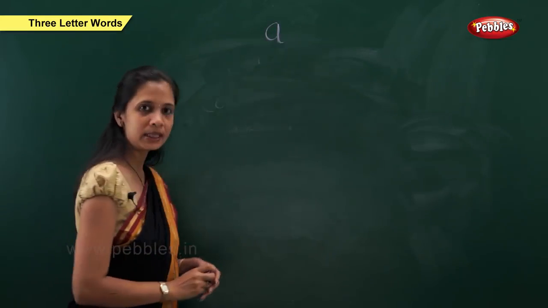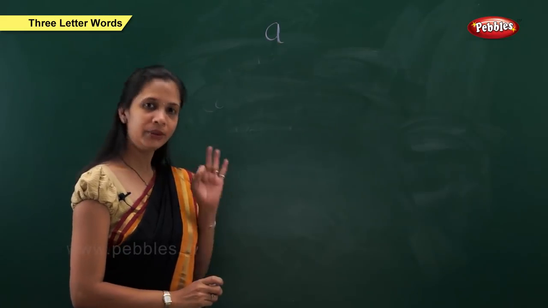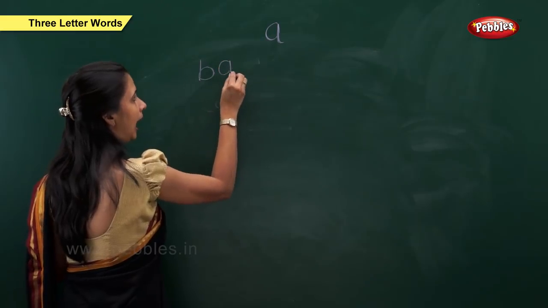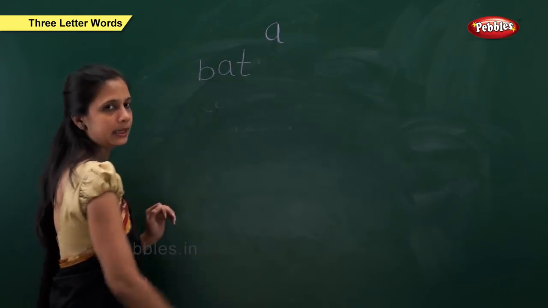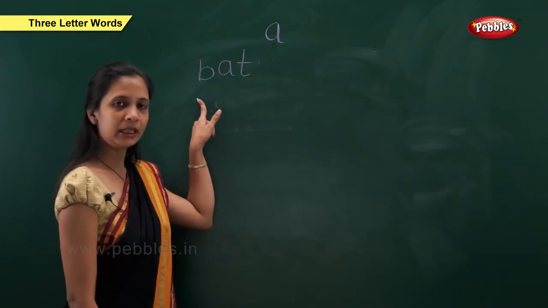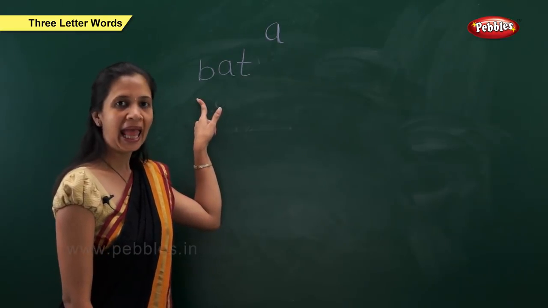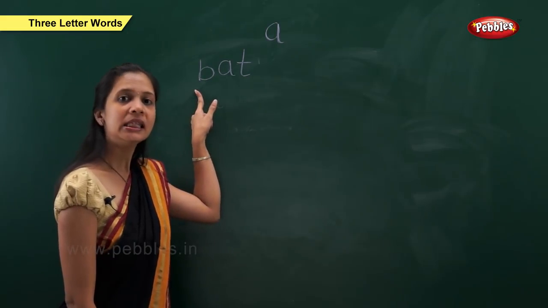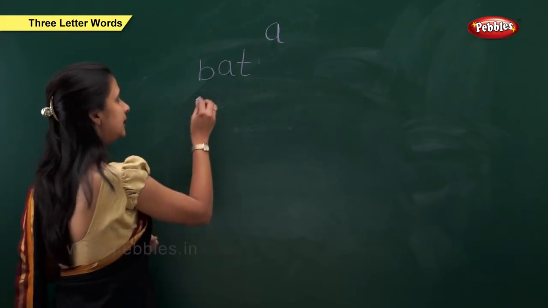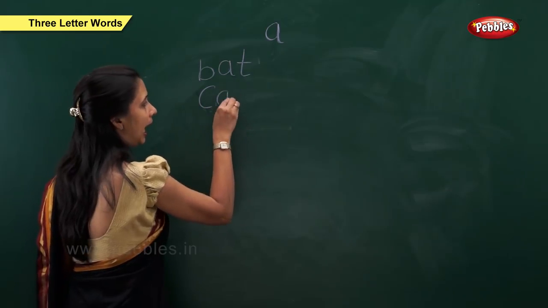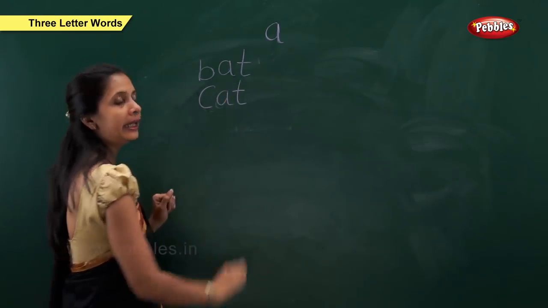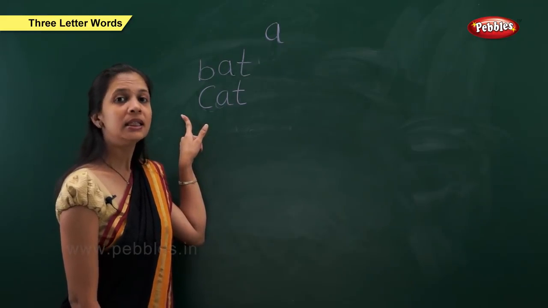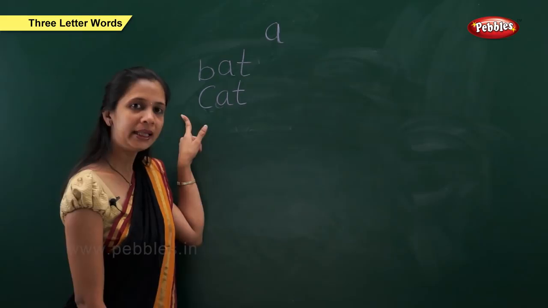With the help of this vowel, we can start three letter words. That is first B, A, T, bat. The sound of this three letter word is B, A, T, bat. Next is K, A, T, cat. C, A, T, cat.